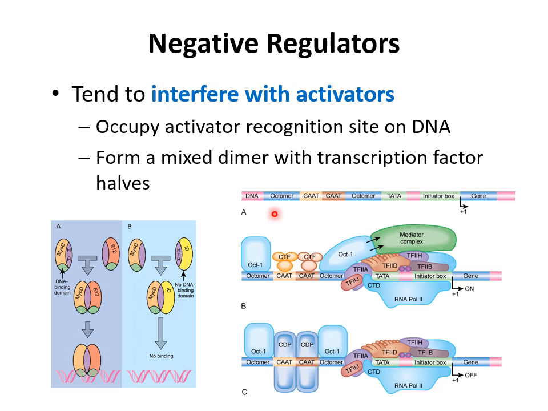So the first method that you see here, occupying the activator recognition site, is shown in this big figure here. Okay? CTF, you don't have to memorize that name, but CTF is normally a transcription factor that binds upstream of a gene in sea urchins. And so this transcription factor is supposed to bind here to help activate transcription of the gene over here, okay?